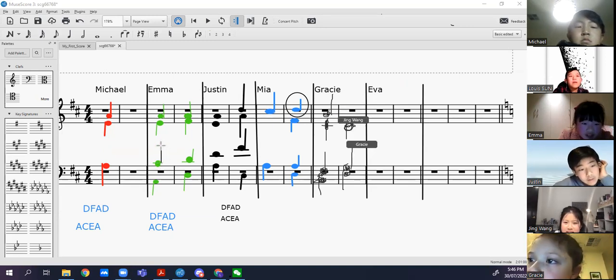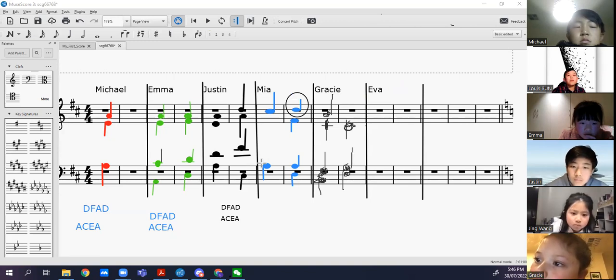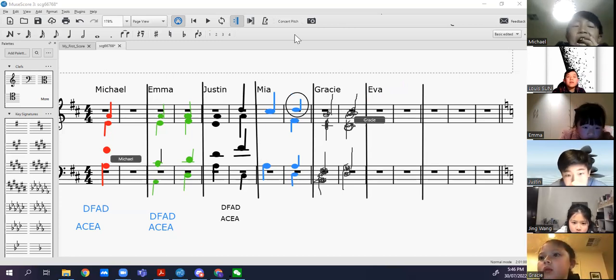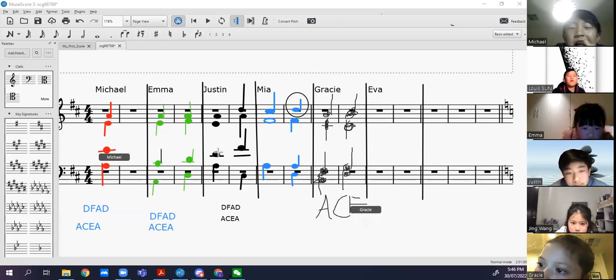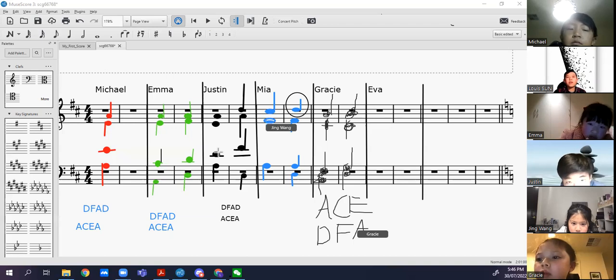Can you check mine? Justin, is that a C in the tenor? Which one? In the tenor. The tenor voice. No, that's a D. Okay, can you check you've got your chord notes correctly?